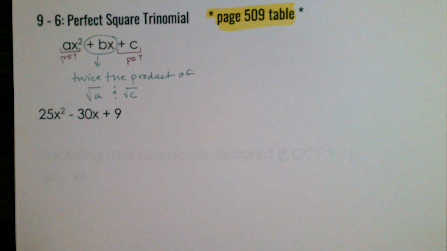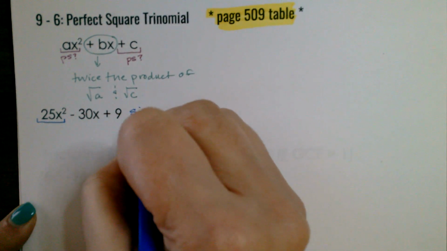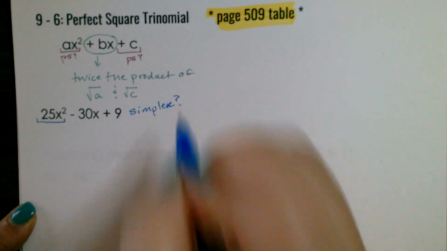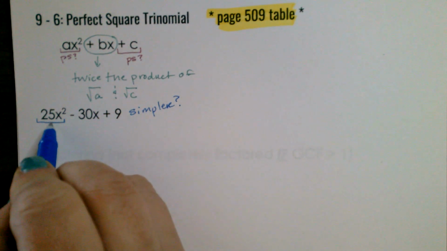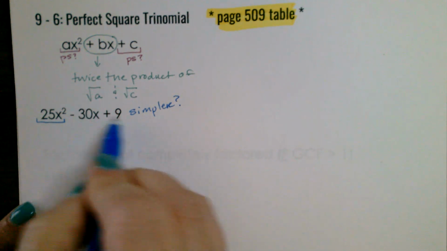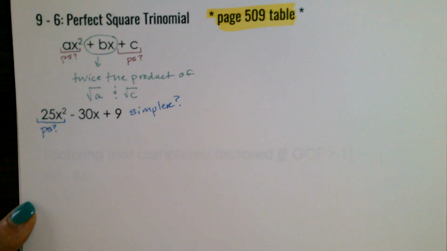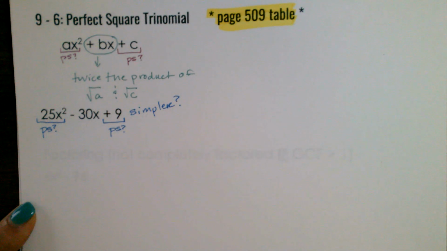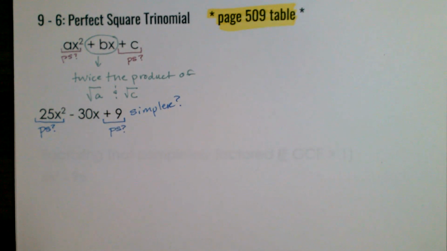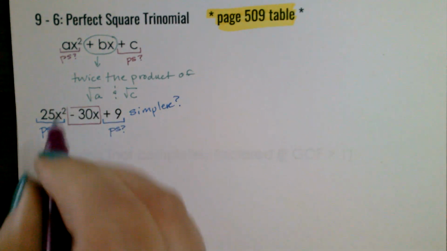Let's apply it to a math problem again. To me, doing problems makes more sense. So I always am going to ask this first: can I make it simpler? Is there a greatest common factor I can take out? No, there isn't a number that goes into 25, 30, and 9. Then I might ask myself, is 25x squared a perfect square? Yes. Is positive 9 a perfect square? Yes.